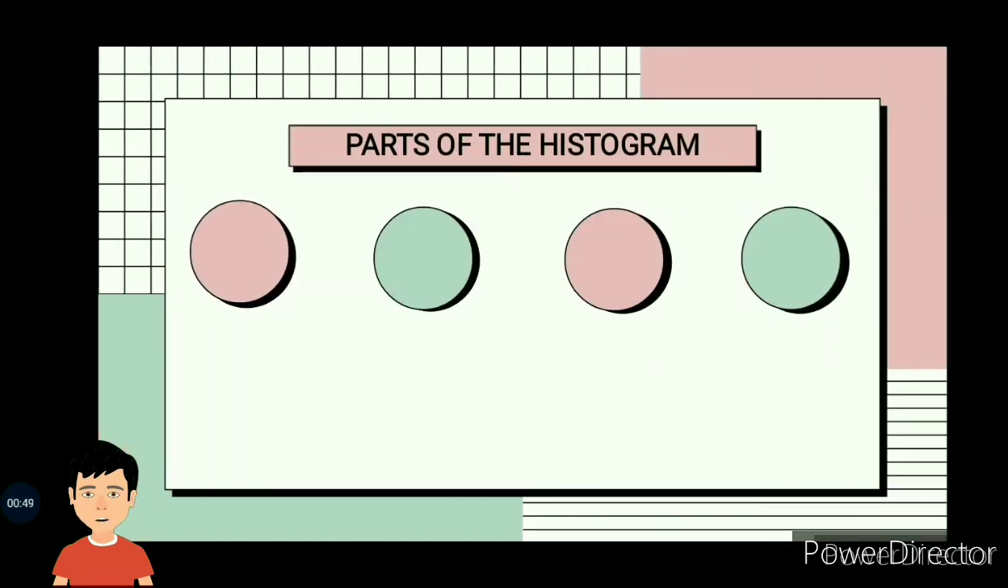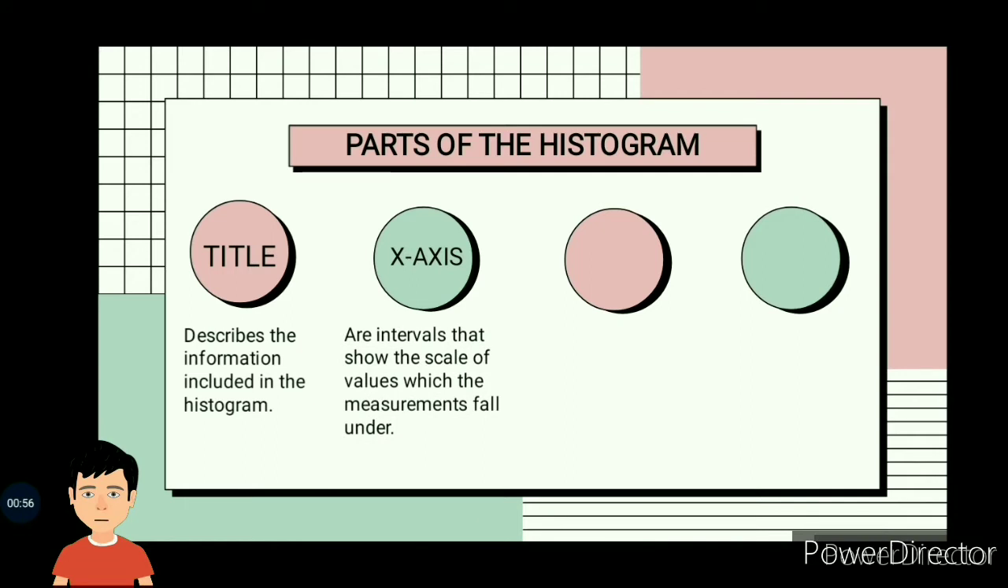The parts of a histogram are the title, which describes the information included in the histogram; the x-axis, which shows intervals, the scale of values under which the measurements fall; and the y-axis, which shows the number of times that the values occurred within the interval set by the x-axis.